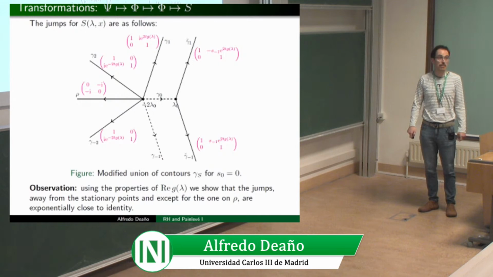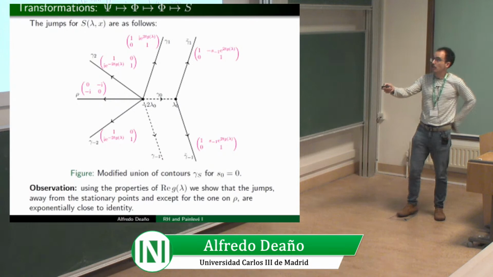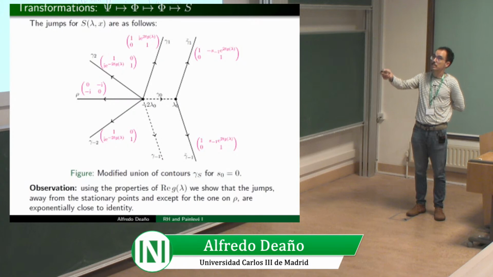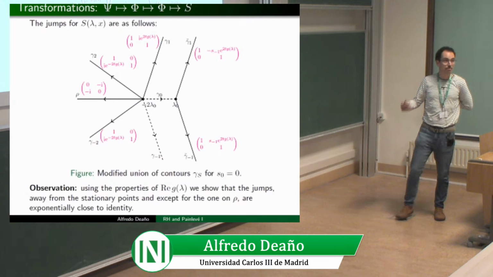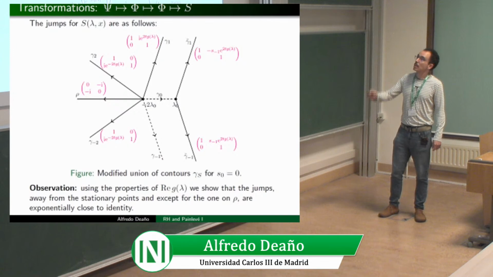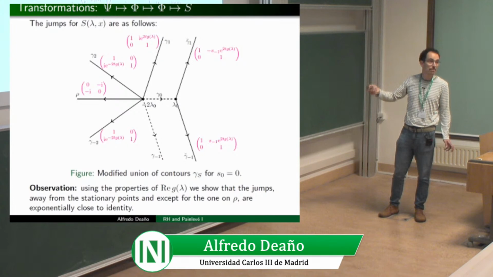Okay. But in this case, the g function, you can think of it in that way. In the end, you want the right behavior of the real part in the jumps. That gives you a hint of what kind of function to look for as well. Okay, and then what do you do? Well, everything tends to identity as t tends to infinity. Very good. The only problem is this jump here.